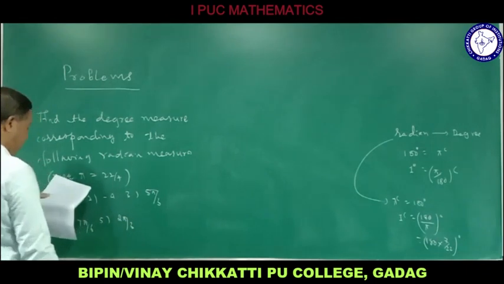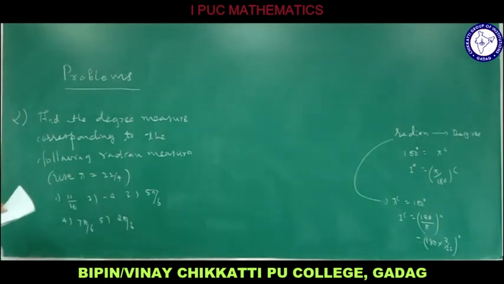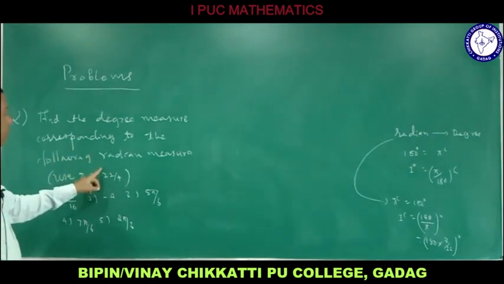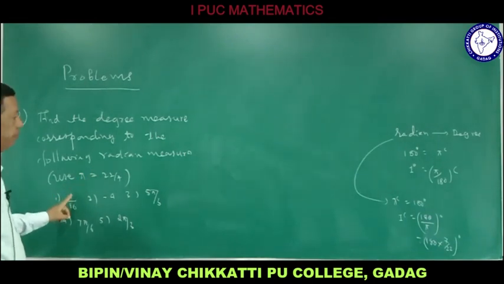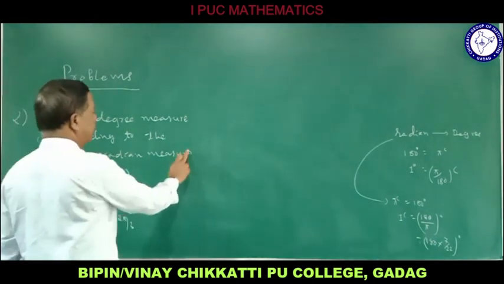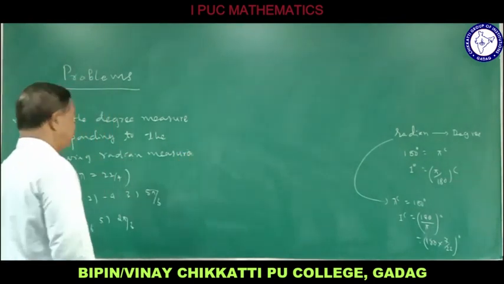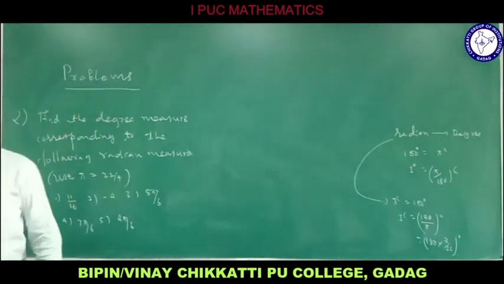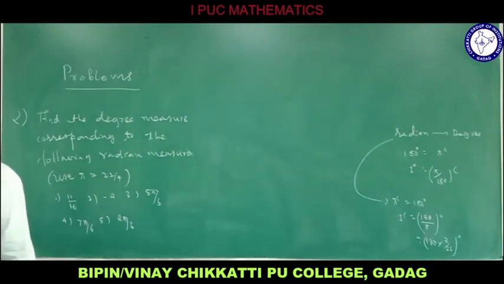Now you see how these 5 problems can be done. We have to convert into what? Degree. They are in radian measure, so you have to convert all of these into degree measure. Now I want to explain one by one. It takes time going through the first problem.